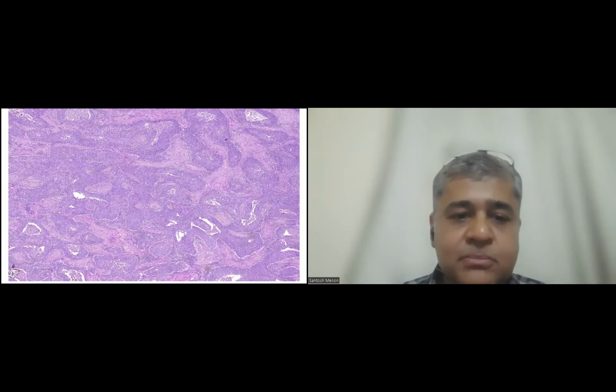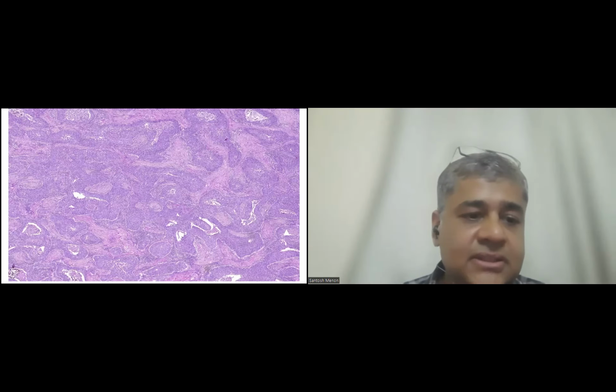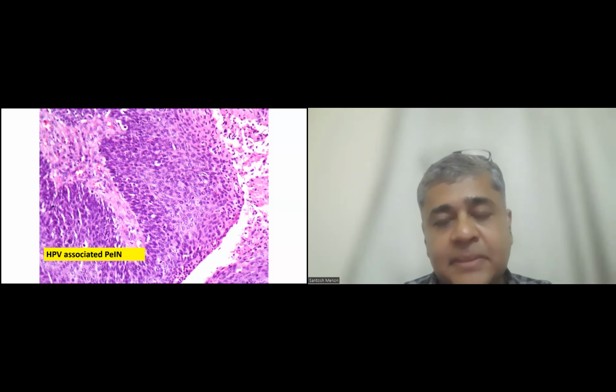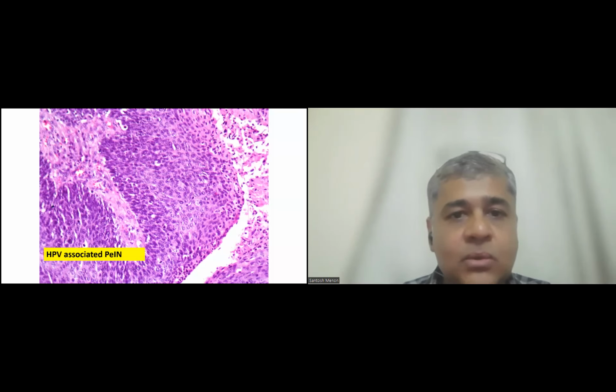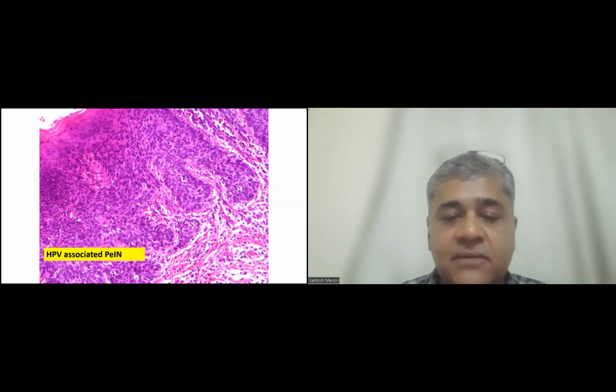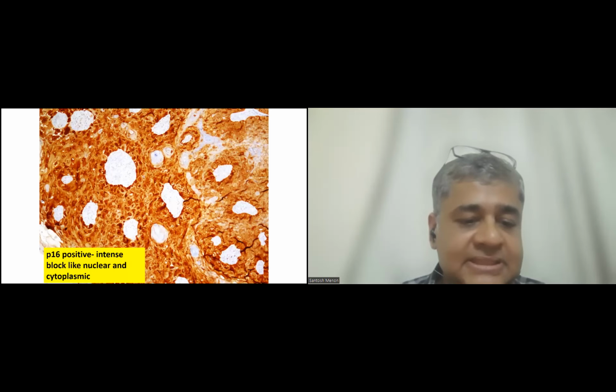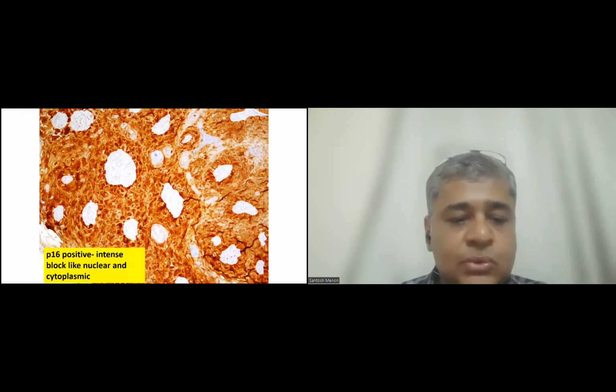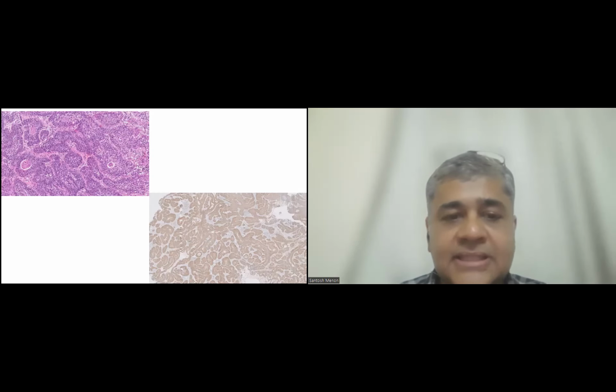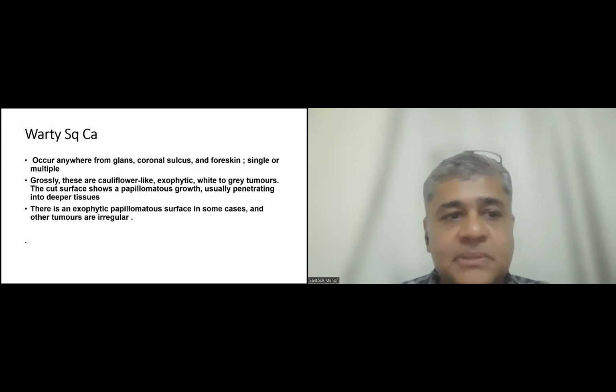Again, very blue looking tumors. You can have some abrupt keratinization in this at the center. So if you're struggling with that, look at the periphery of the lesion. You may find HPV associated PeIN in these very basaloid looking tumors. And these show strong P16 block positivity, both nuclear and cytoplasmic, which is to be considered positive in these tumors. Again, some more pictures to show the basaloid and the P16.